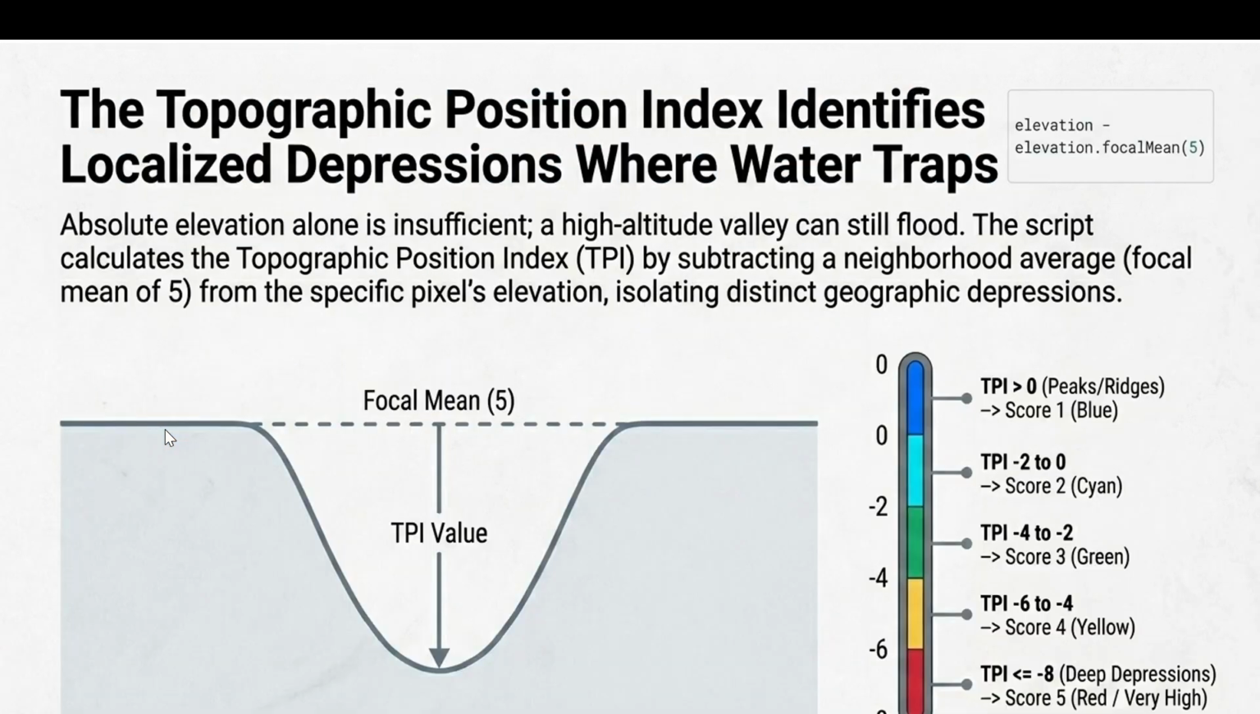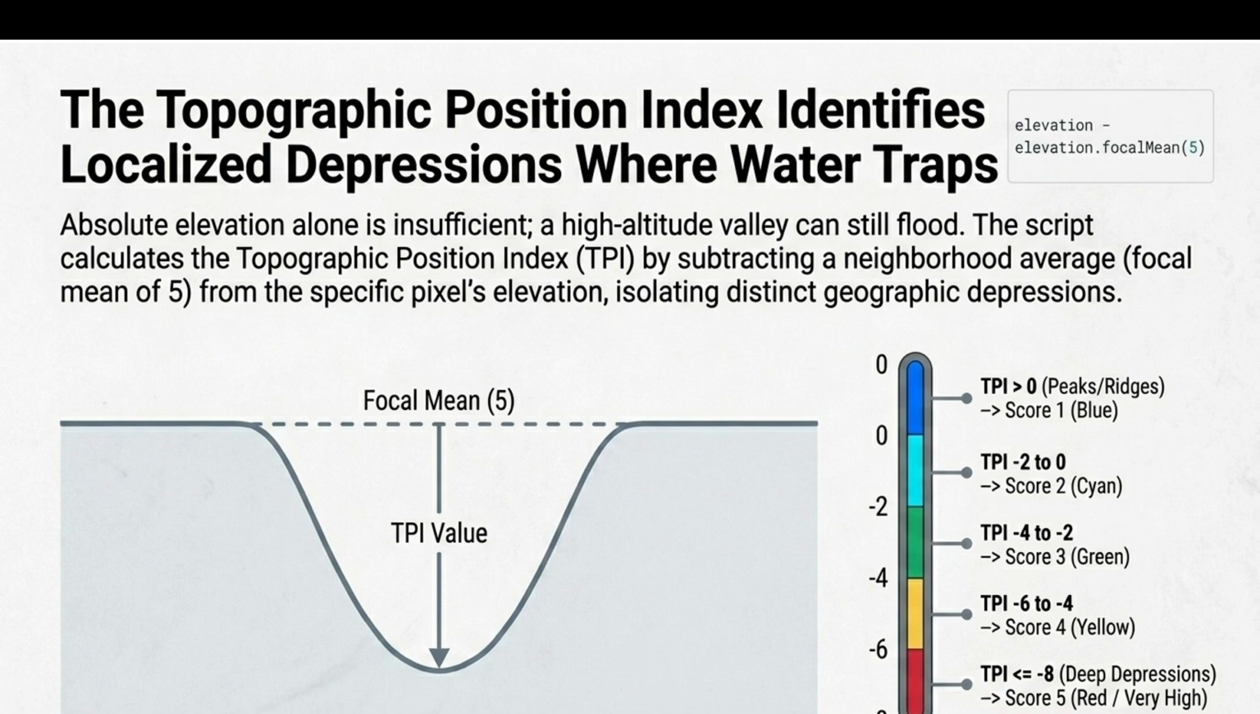Then if you check, it's called the topographic position index. Topographic position index. So it localizes the depressions where the water traps. Okay, the absolute elevation alone is insufficient. A high altitude valley can still flood.